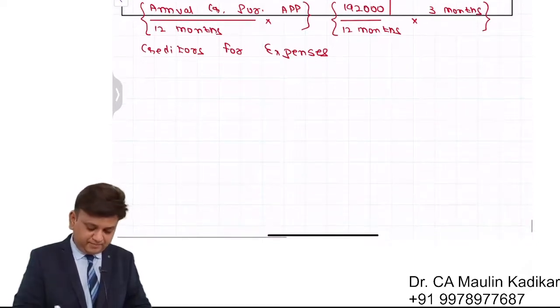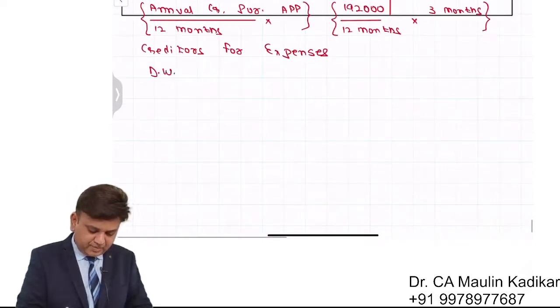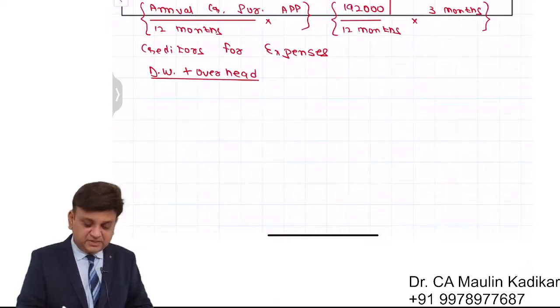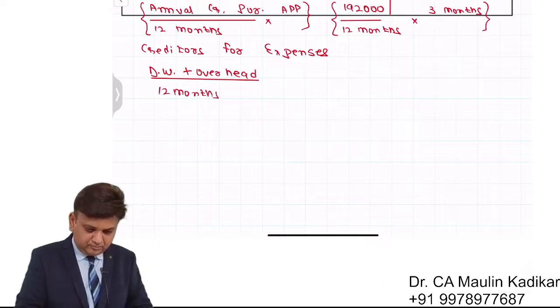In that, direct wages plus overhead, divided by 12 months, into average payment period.